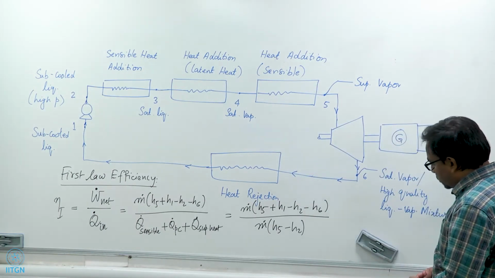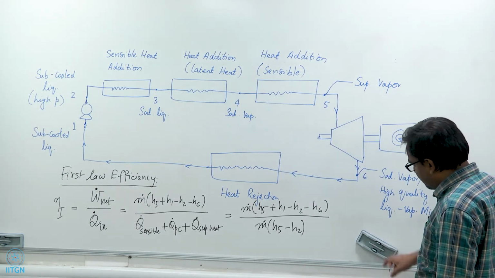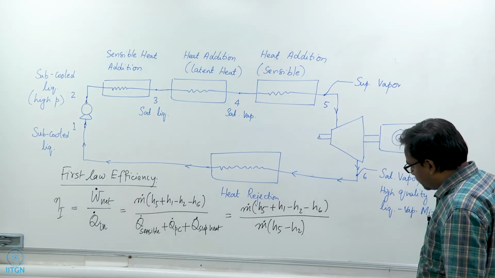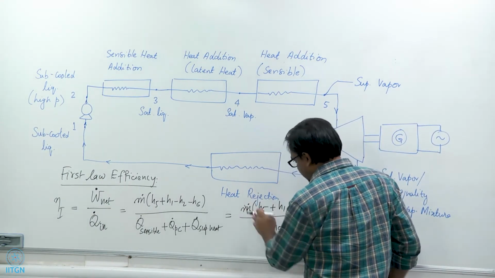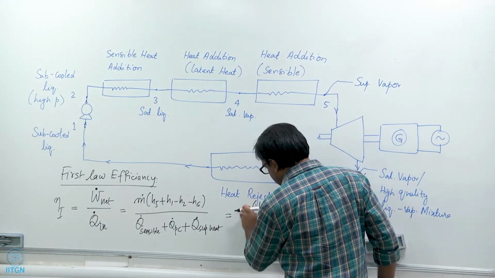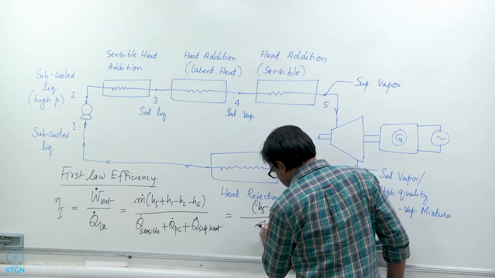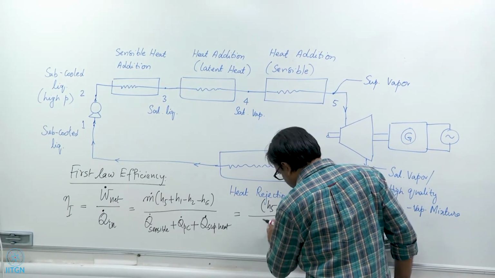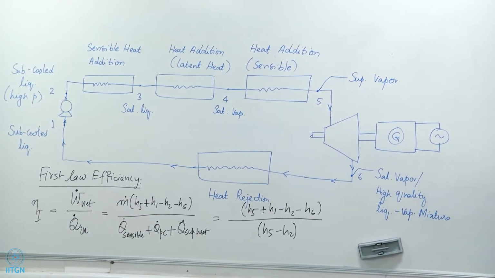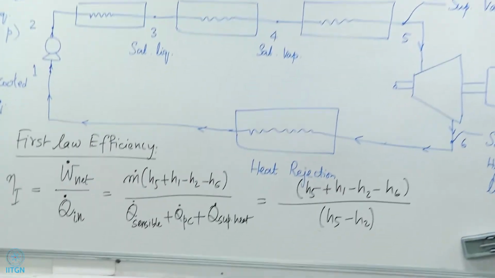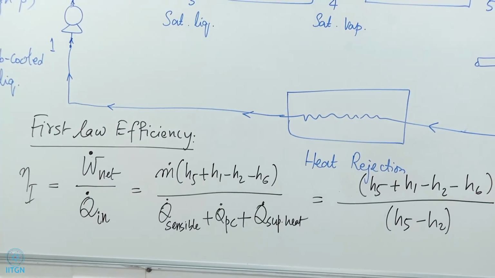Okay. So, then we can cancel m dot from this. In fact, let me just remove this. Okay. So, that is it, that is the efficiency of this Rankine cycle that is going on.